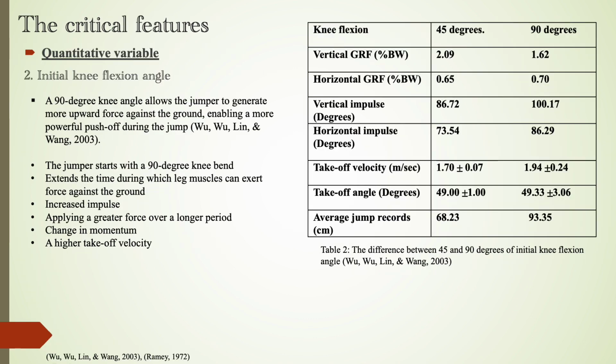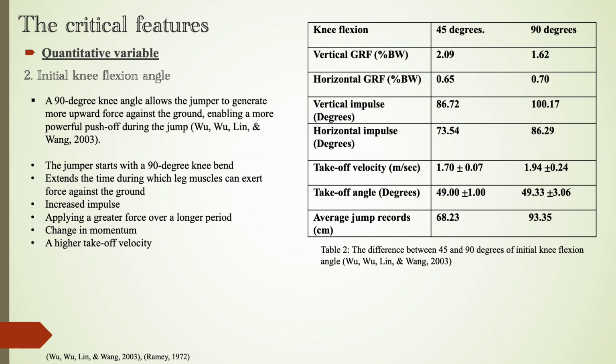The table shows that the vertical ground reaction force at a 90-degree initial knee angle is 0.47% of body weight higher than at a 45-degree knee angle. This means that the jumper generates more upward force against the ground with a 90-degree knee angle, which allows for a stronger push-off. So having less horizontal force limits the jumper's distance.